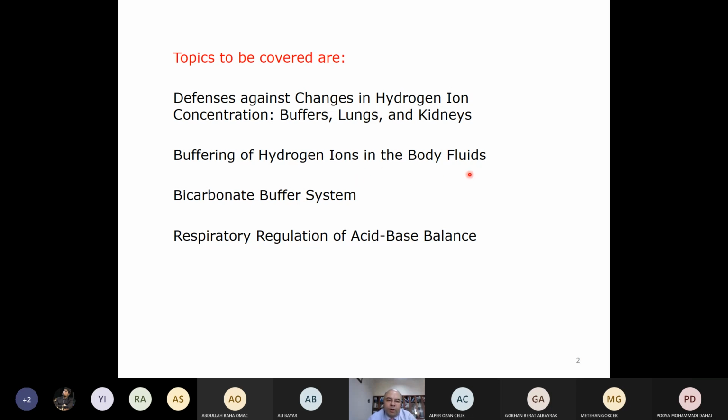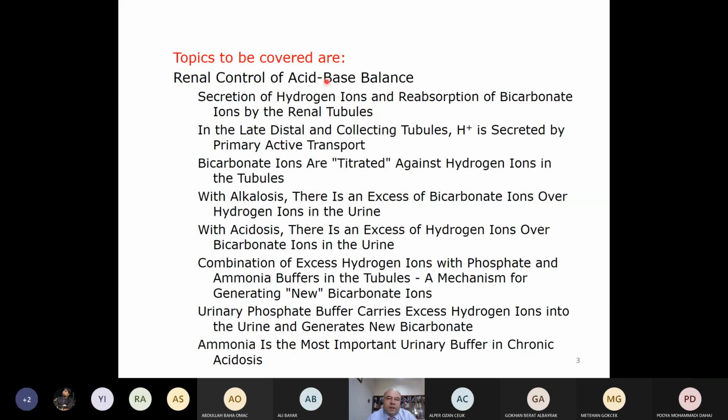Then we are going to learn about buffering the hydrogen ions in the body fluids, in the blood and in the extracellular fluid. The most important buffer is the bicarbonate system. Why is that? We are going to learn. And then respiratory regulation of acid-base balance. If there's acidosis in the body, then the peripheral chemoreceptors will be stimulated, and then they will stimulate respiration. And renal control of acid-base balance we are going to learn in much detail.